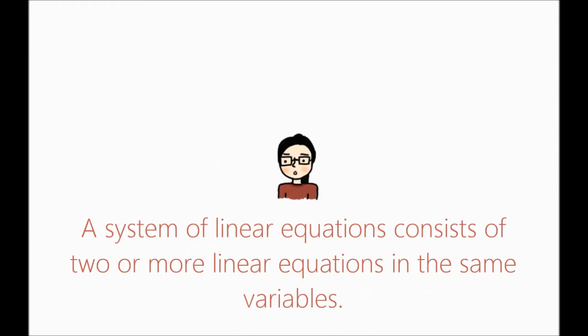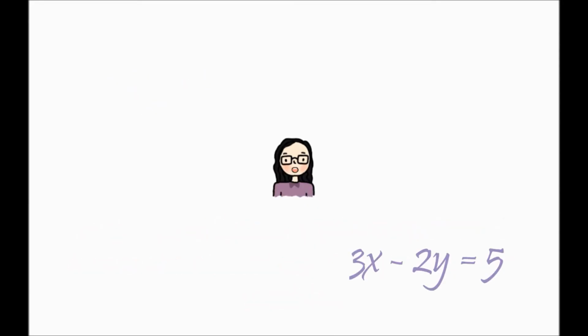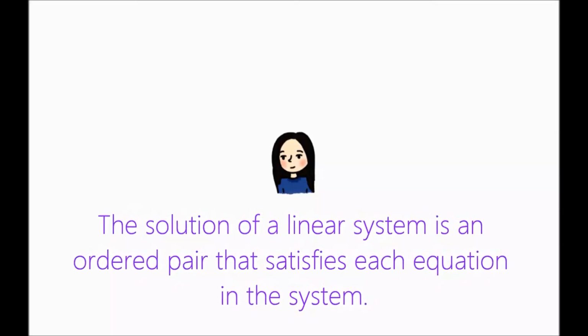A system of linear equations consists of two or more linear equations in the same variables. An example is x plus 2y equals 7 and 3x minus 2y equals 5. The solution of a linear system is an ordered pair that satisfies each equation in the system. So in this example, the solution is (3, 2).